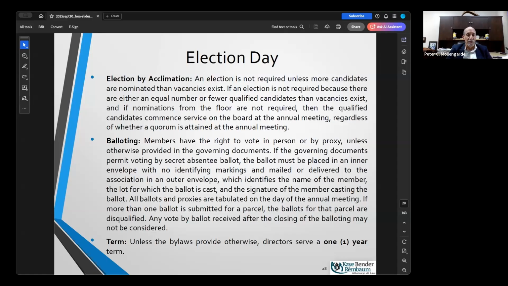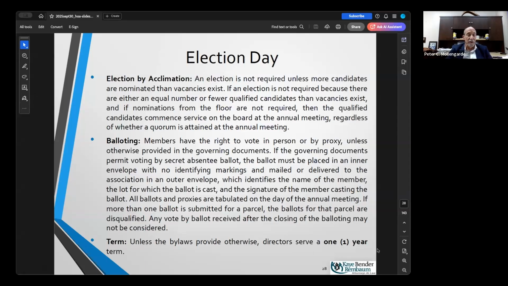All ballots and proxies, if proxies are permitted, are tabulated on the day of the annual meeting. If more than one ballot is submitted for a lot, the ballots for that parcel are disqualified, and any vote by ballot received after the closing of the balloting is also not considered and not valid.